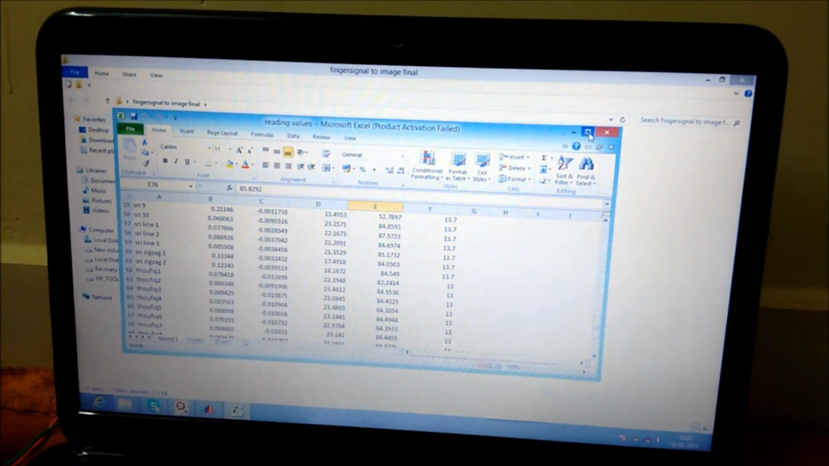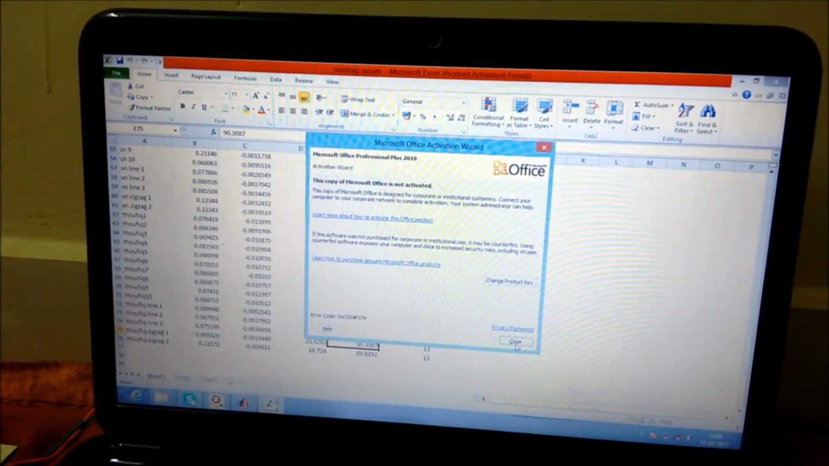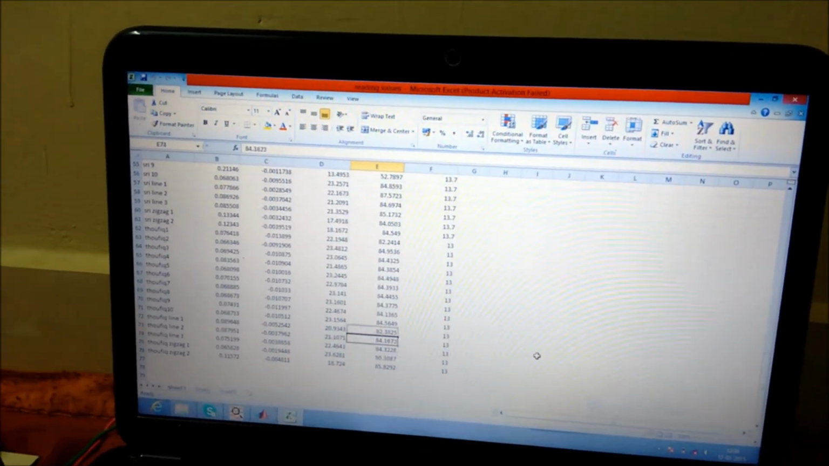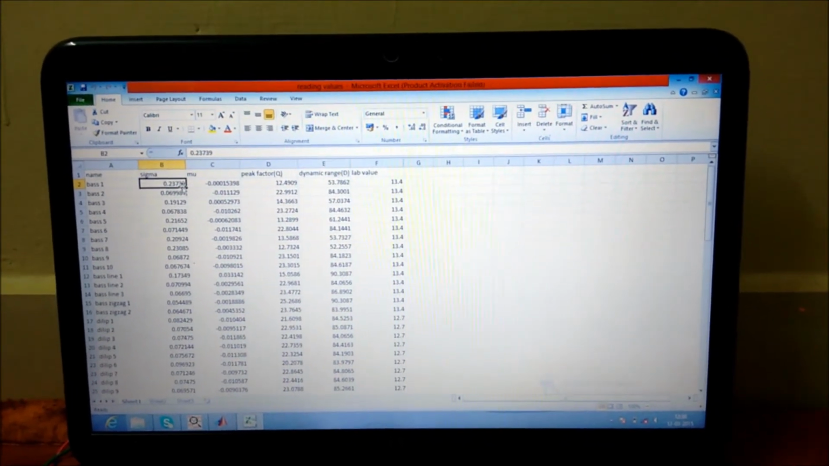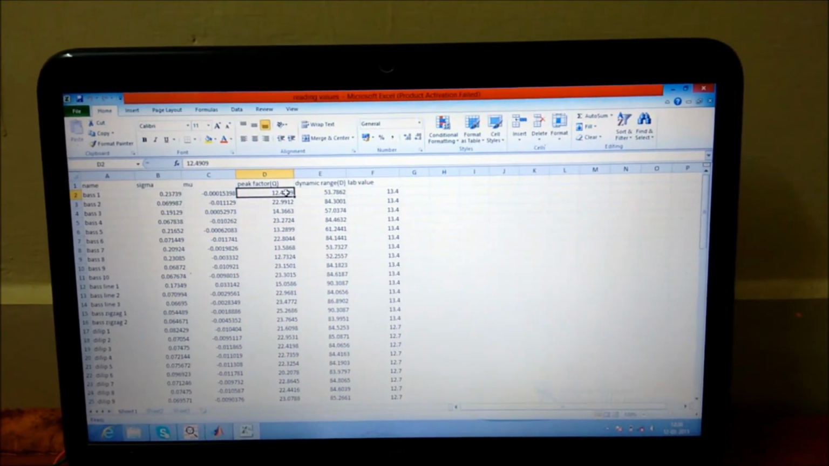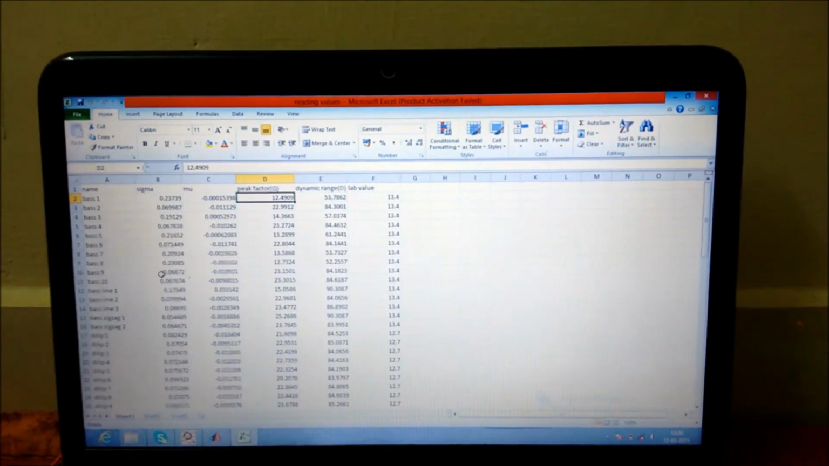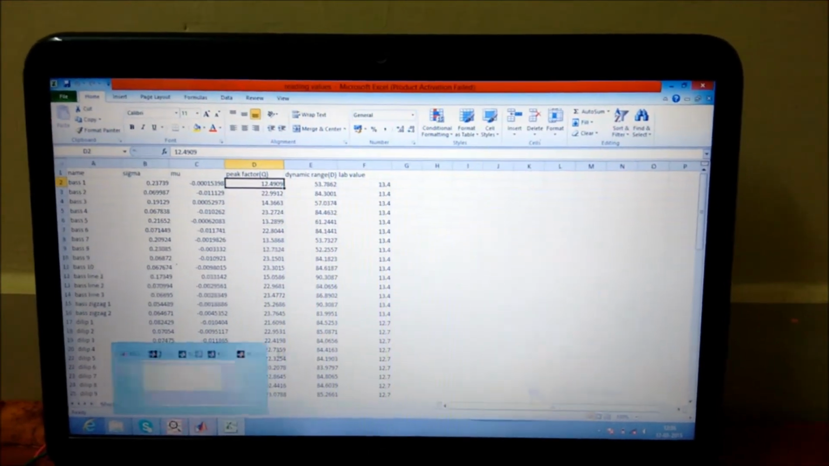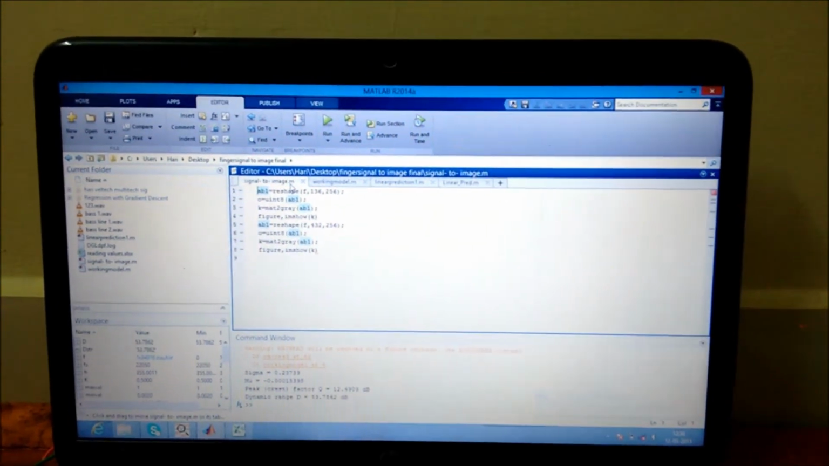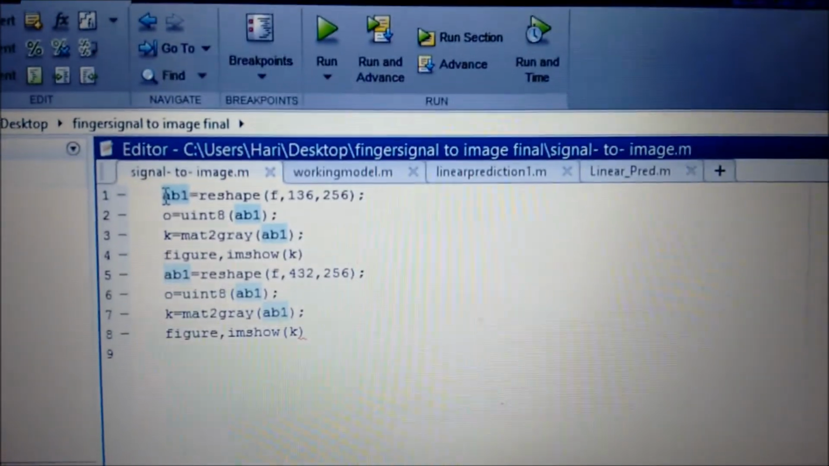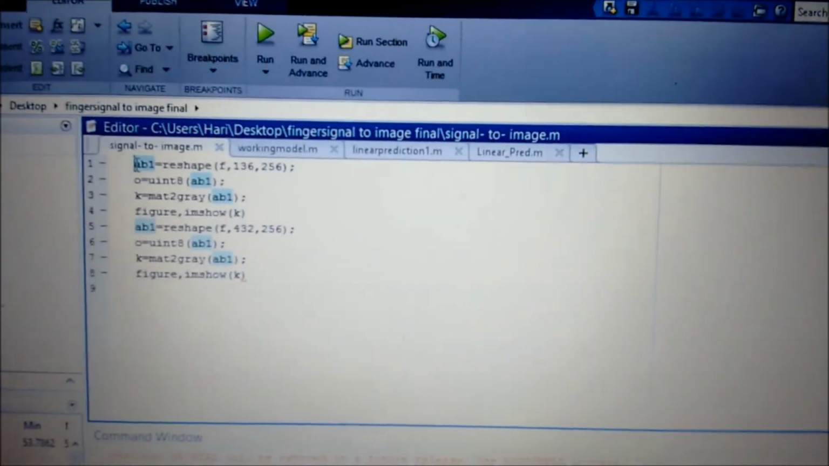For each patient, we have to take 10 samples of readings, and then store them in the Excel sheet. In order to determine the regressive analysis output, we have to compare both values of sigma and peak factor for the 10 samples of readings. And now we have to convert the obtained signal into the form of an image. For that, we have to run the signal to image conversion program.